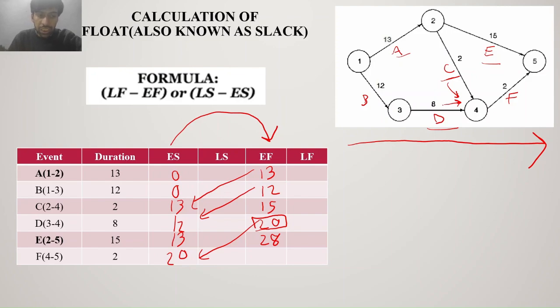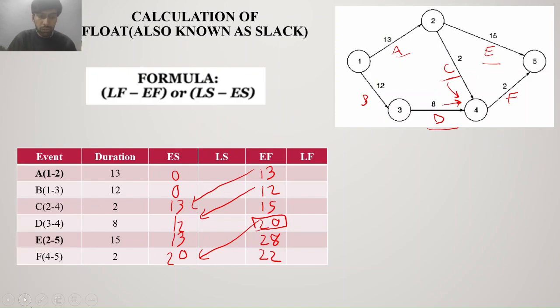In 15 weeks, when C completes, D is still going on. So I have to wait for D to complete, till 20 weeks. In 20 weeks, both C and D are completed. That's why the earliest F can start is 20 weeks. Its own earliest finish is 20 plus 2, 22 weeks. And with this, we are over with the forward pass.